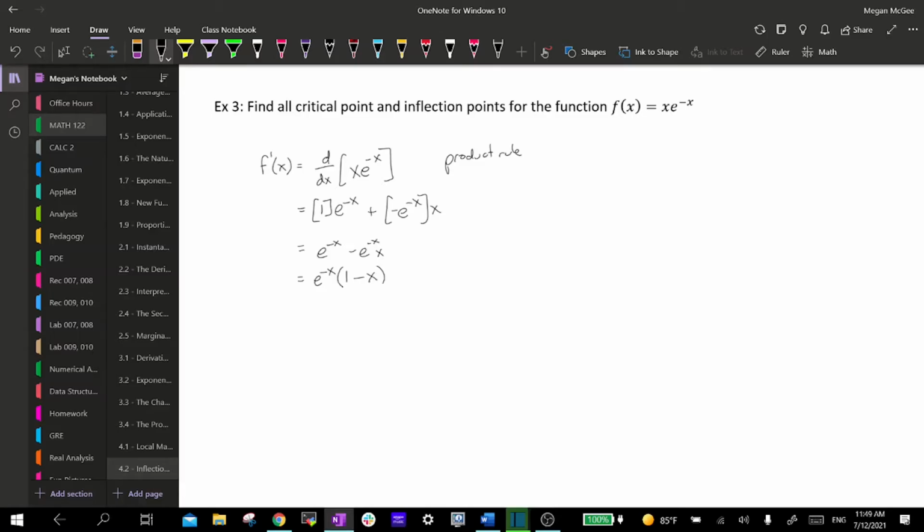Okay, so if we want to set this equal to 0, because that's how we find our critical points where our first derivative is 0. So we have 0 is equal to e to the negative x, 1 minus x. Okay, so we'll have 1 minus x is equal to 0. Go ahead and move x to the other side, so we get x is equal to 1. This is a critical point.